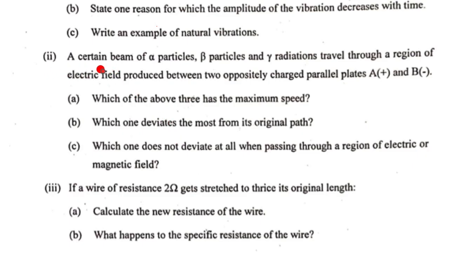Question 6, second part. A certain beam of alpha particles, beta particles, gamma radiations travel through a region of electric field produced between 2 oppositely charged parallel plates. There is A and B. They are oppositely charged. Which of the above 3 has maximum speed? Now you know maximum speed will be gamma. Yes. Which one deviates the most from the original path? The lightest particle. Which one? Correct. Which one does not deviate at all when passing through the region of electric or magnetic field? Again, that will be gamma.